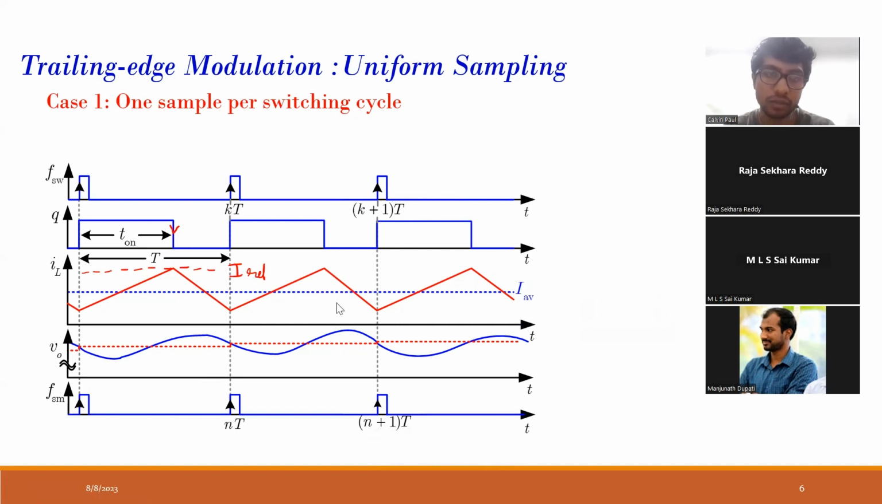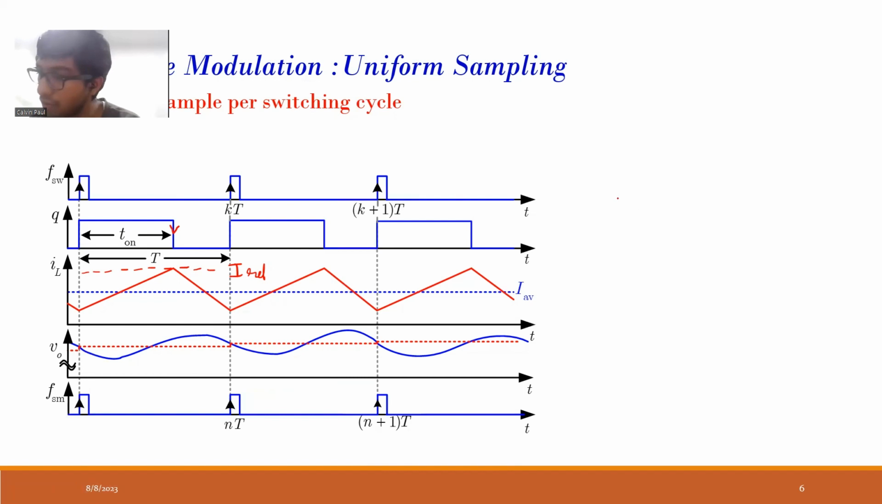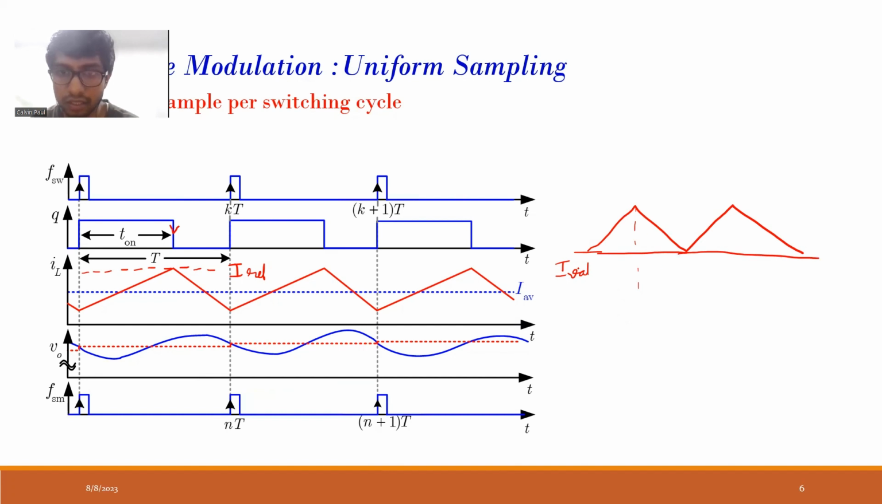In leading edge, what will happen is, leading edge is like valley current control. So this is the graph. I'm just talking about leading edge modulation. This is the valley reference, I valley. This is my reference valley current, and this is my gate signal, Q. It is like this, and like this. This is my gate signal.